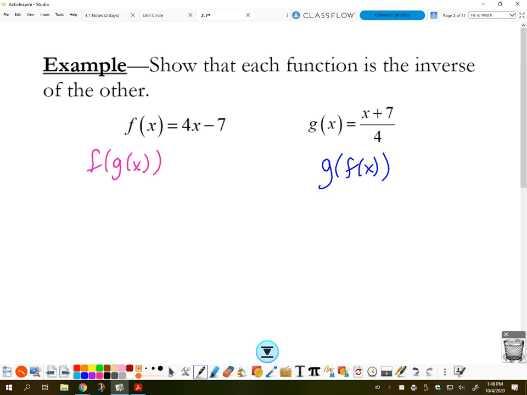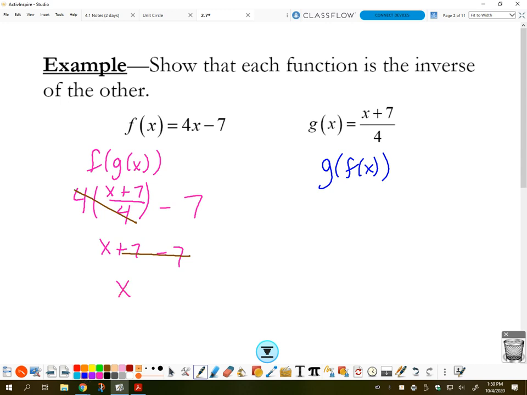Alright, so to do f of g, we're going to take the g function and plug it into the f function. So our f function is 4 times something minus 7. Well, the g function is what we put in the parentheses, and it's x plus 7 over 4. Alright, so you cannot go straight from here and just say it equals x, yay, I'm done. You need to show that things are happening. So, these 4's cancel out, and I have x plus 7 minus 7, and then plus 7 minus 7 makes 0, and so I just have x.